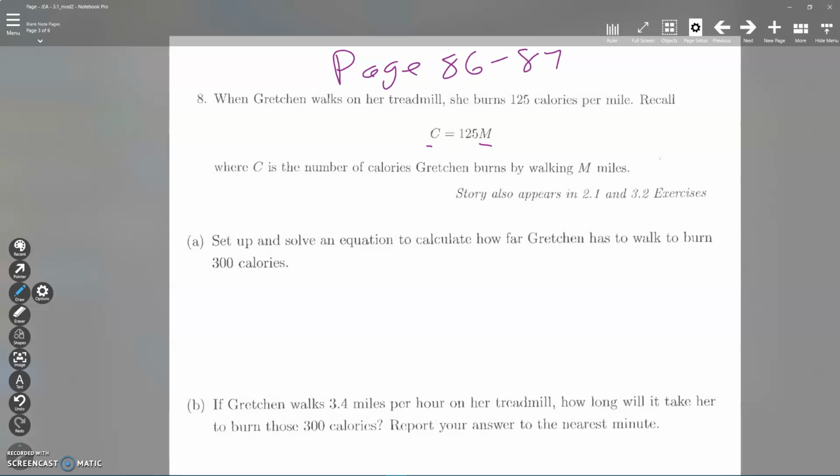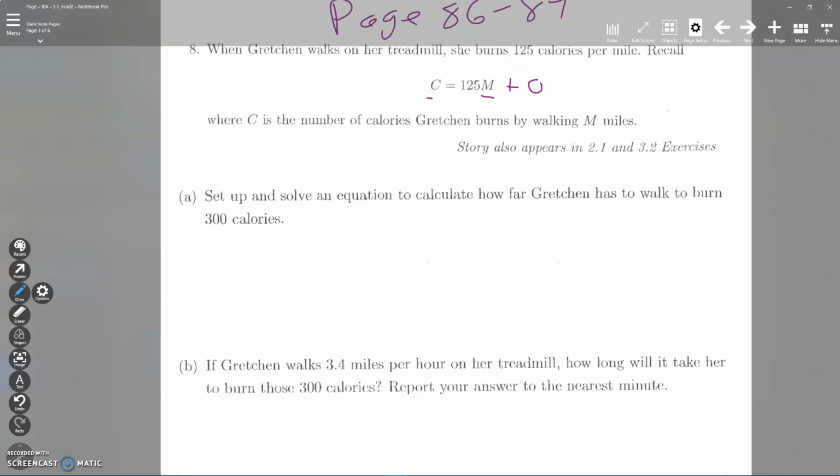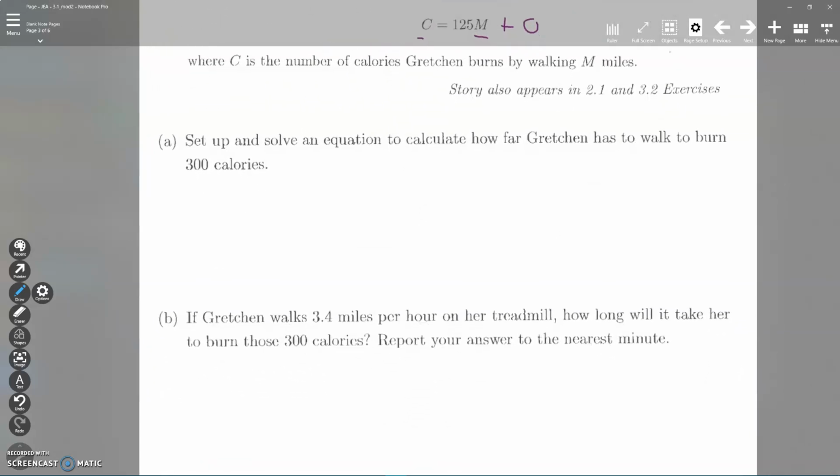Since she's starting with 0 calories burned, the starting point, which we don't even write on here, 0 would be her starting point, because when you're not doing anything, you're not burning any calories. So we start with just C equals 125 m. Okay, so we've got 3 questions here to look at.